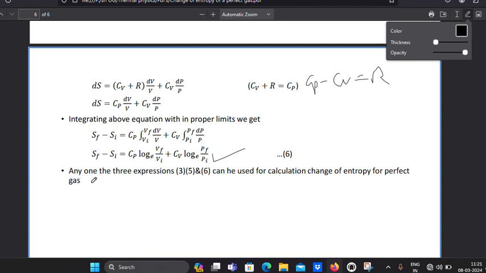So any one of the three expressions, equations 3, 4, 5, can be used for calculating the change of entropy for a perfect gas. So the change of entropy can be calculated by using the above three equations only.